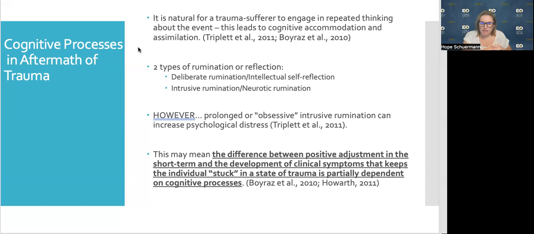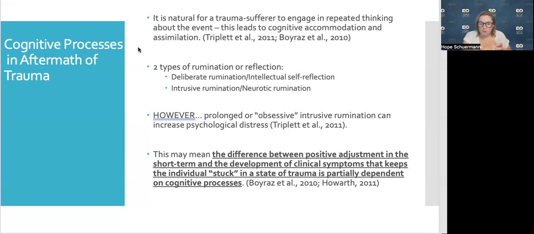What can happen in the repeated thinking about the event is a cognitive accommodation, meaning we think about it and so we're able to sort through it. But that only happens if you have deliberate rumination. It does not happen if you have intrusive rumination. So one of the goals of cognitive work after trauma is to focus on that deliberate rumination and intellectual self-reflection to help the brain accommodate and assimilate the information. And it turns out that's kind of a big deal.